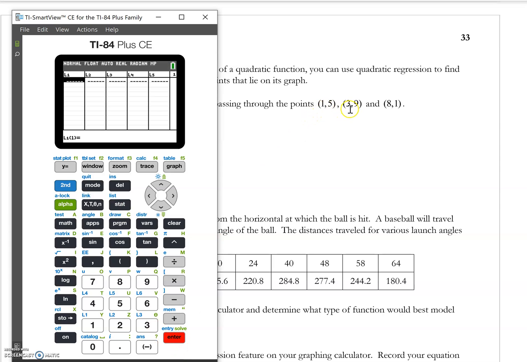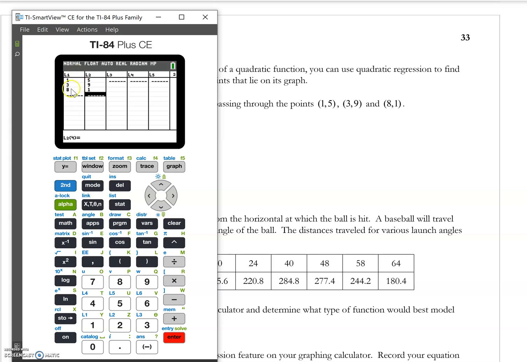I'll type my x's from this list into L1 and my y values from this list into L2. So in L1, I'm going to type in 1, enter, 3, enter, 8, enter. Then I'm going to use my over arrow to get into my L2 list, and I'm going to type my y values. 5, enter, 9, enter, 1, enter, and if I look, my points are now all there. (1, 5), (3, 9), and (8, 1). They all match up perfectly.